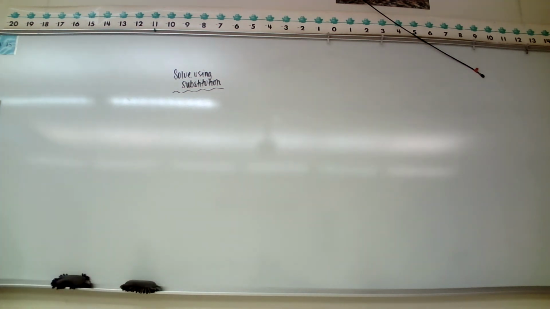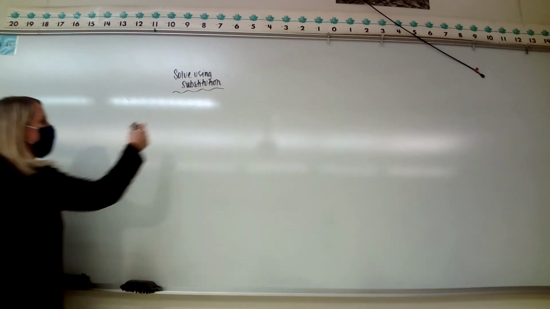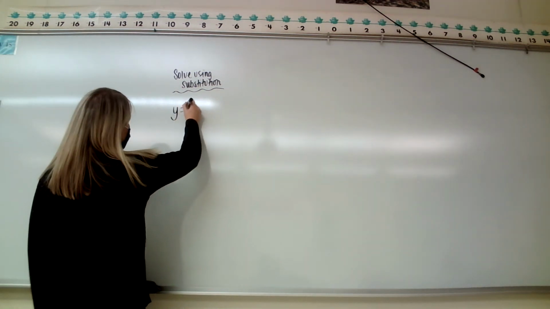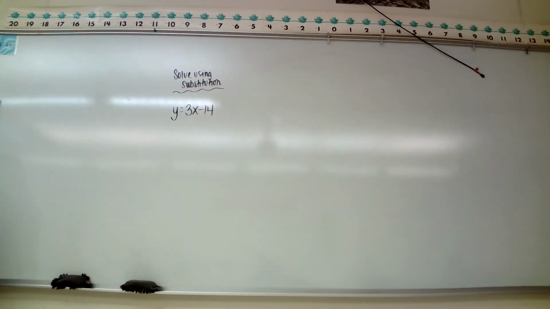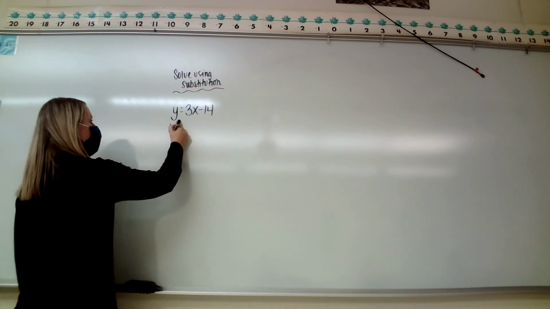From scratch here. I don't want to do that one, I already did that one, so I'm just going to find a different one. Okay, hold on one second. Y equals 3x minus 14, and 6x minus y equals 23.